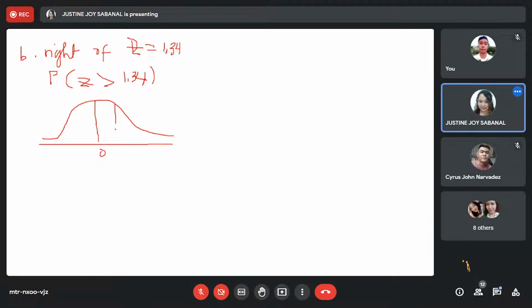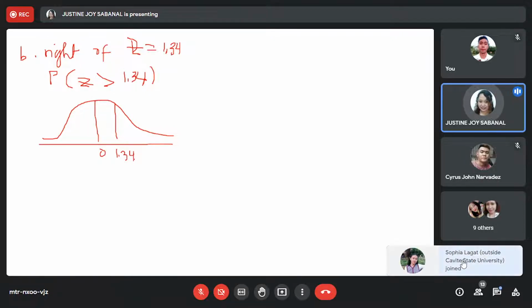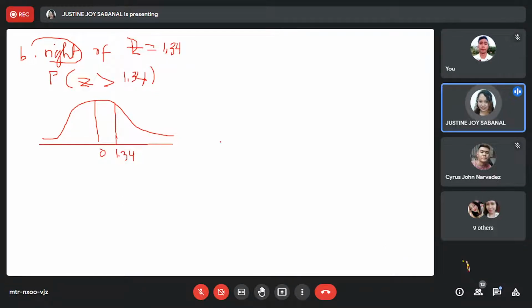So we have here 1.34. Tapos po, dahil kanan daw nung 1.34. So from 1.34 going to the right po, yung pagsa-shade na natin. Ayan. So less than 0.5 po yung makukuha natin na value dito. So now, yung ating rule number 2 po, state there that probability of z greater than a is equivalent to 1 minus probability of z less than a.